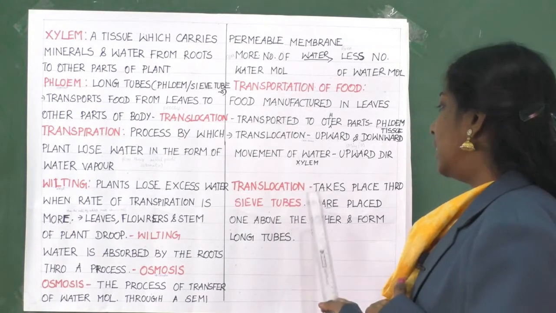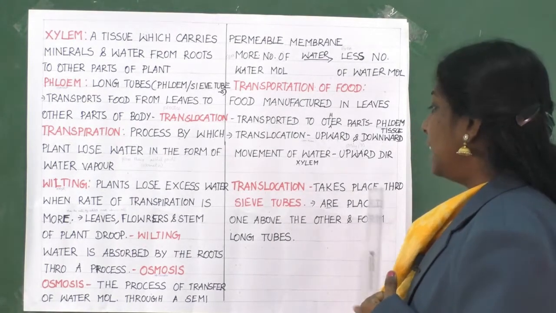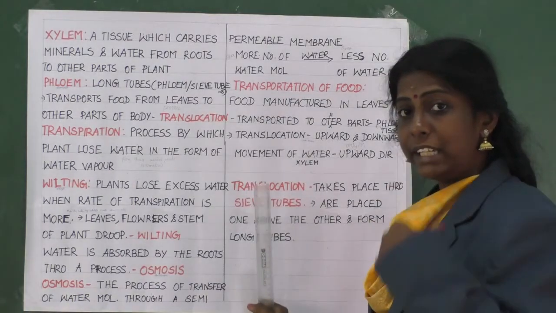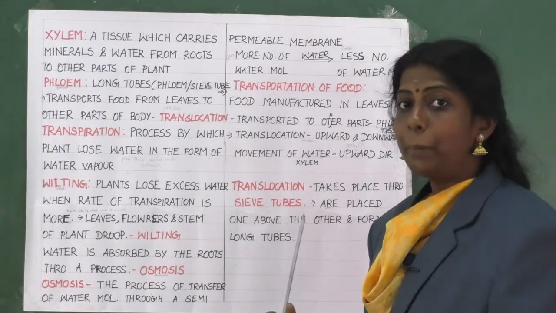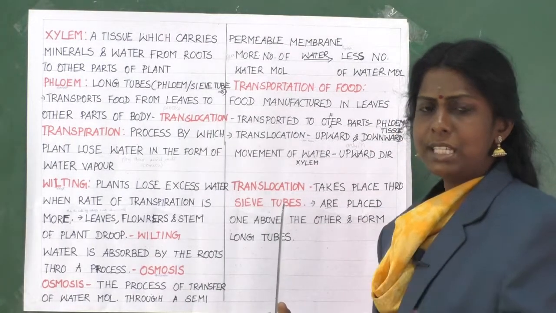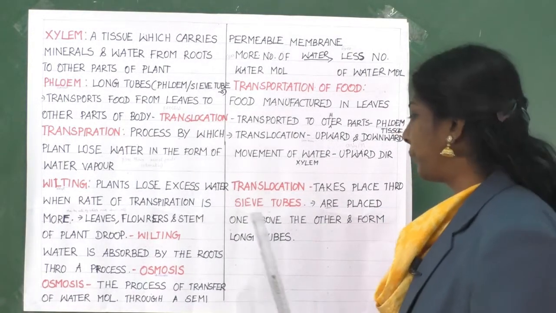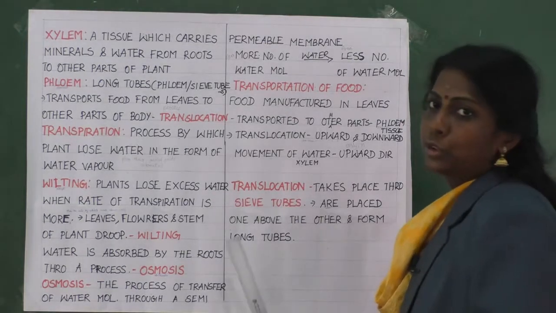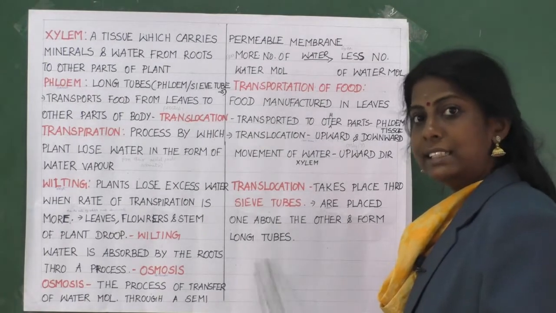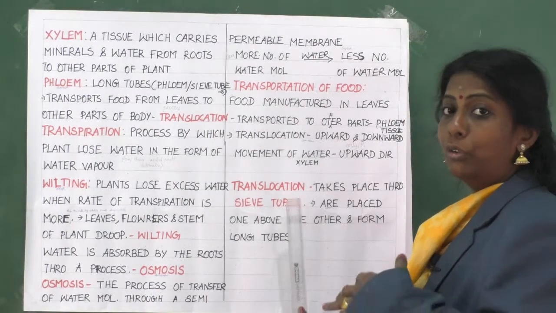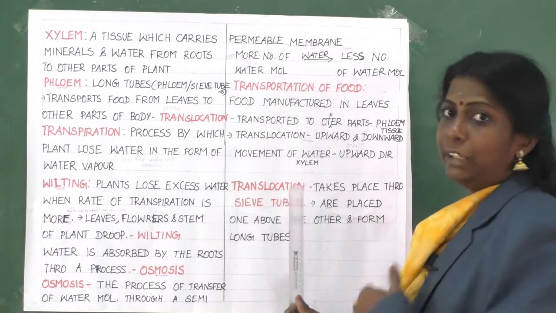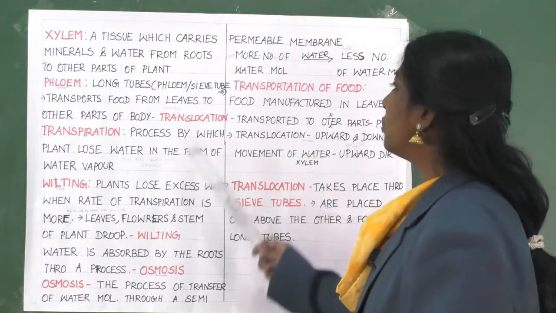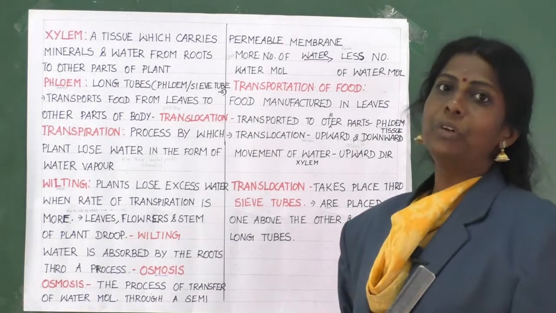What is this? These phloem or sieve tubes are placed one above the other. It seems to be a long straw-like structure. One above the other, and it forms long tubes. Then it is used here to transport the food from the leaf to other parts of the body. Clear? So this is what transportation of food is.